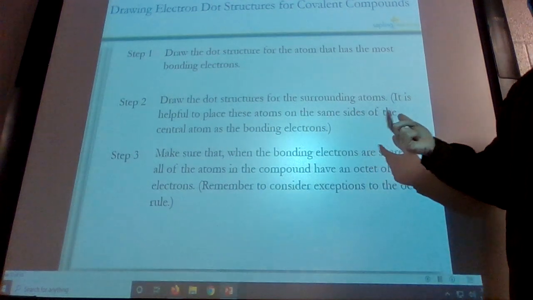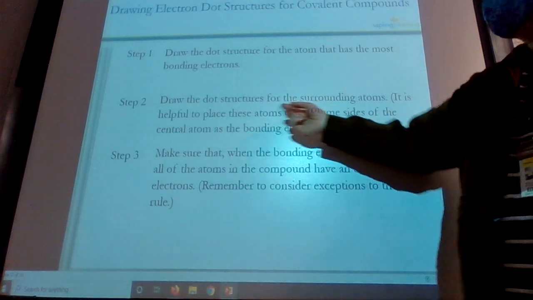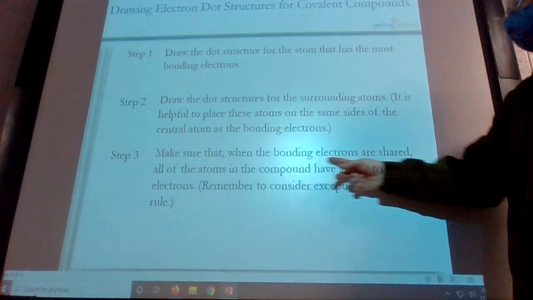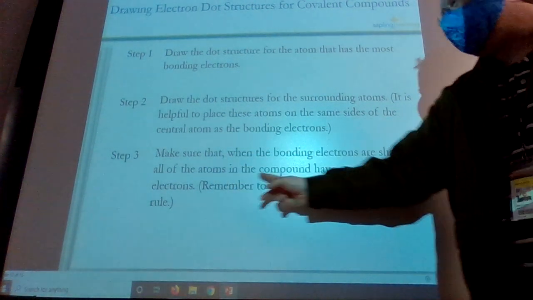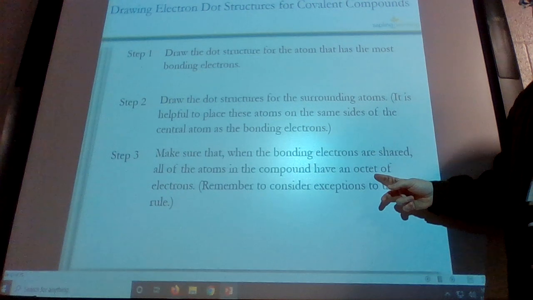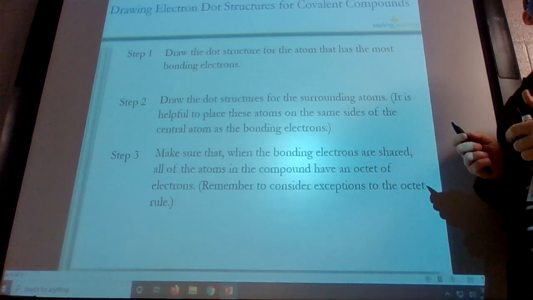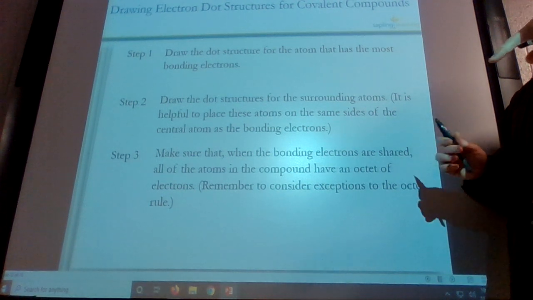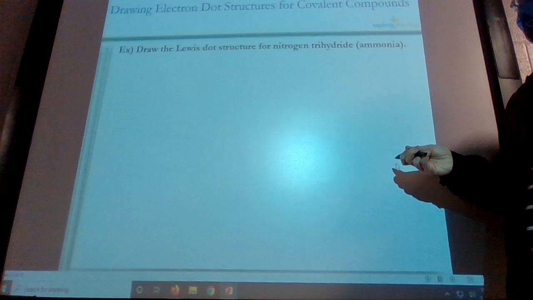That lets you know how many you need to bond. Draw the dot structures for the surrounding atoms and make sure that when the bonding electrons are shared, all of the atoms in the compound have an octet or a duet, depending on what they want. So you want all the bonding electrons used, and you want every atom to have either 8 or 2 electrons, depending on what the atom is.